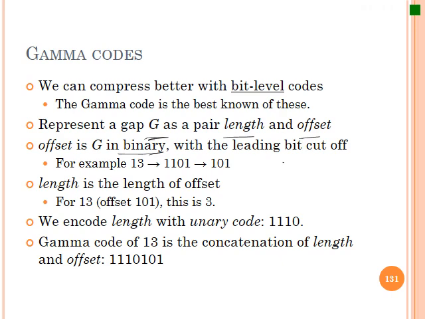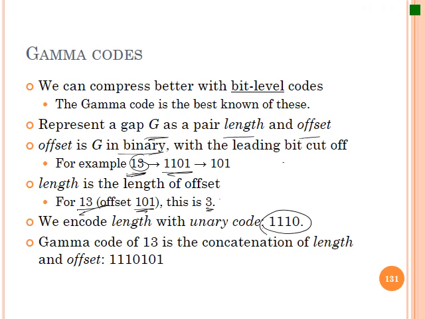For example, if it's 13, its binary is this, right? So you just cut off the first bit. It becomes 101. And the length is the length of the offset. So if it's 13, the offset is 101. This is 3. The length is 3. It's the length of this offset. Okay, so we encode the length with unary code. This is where you use the unary code in the previous slide.